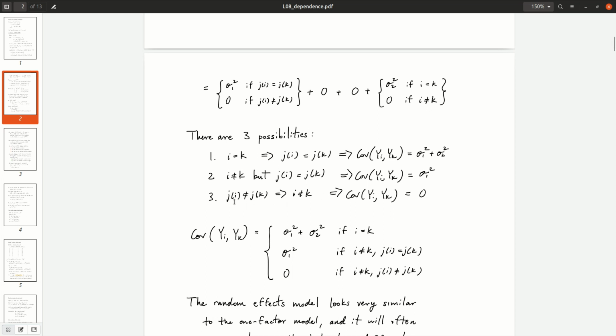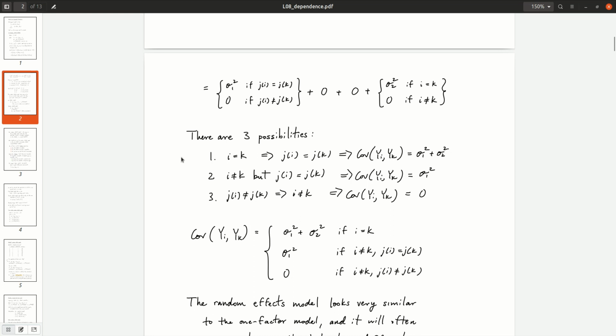If they have different levels of the factor, well, then they're necessarily not the same observation, because if they were the same observation, they would have the same level of the factor, and then both of these terms are 0. So in that case, if they have different levels of the factor, their covariance is 0. So there are these three possibilities.